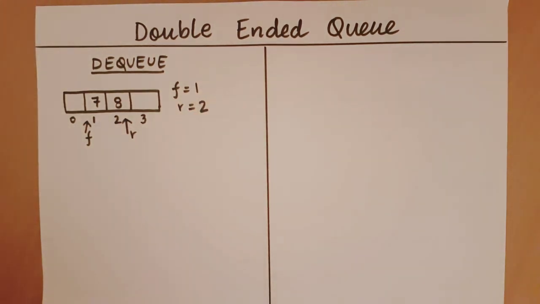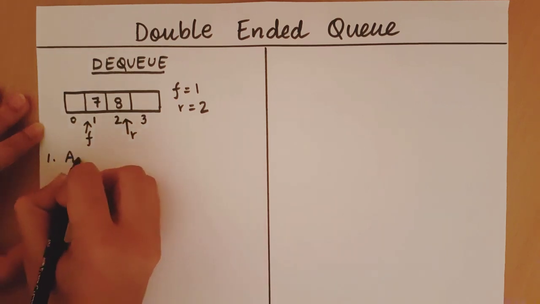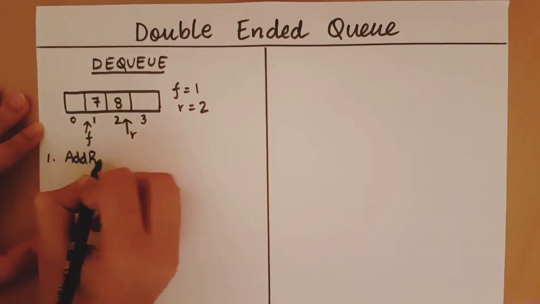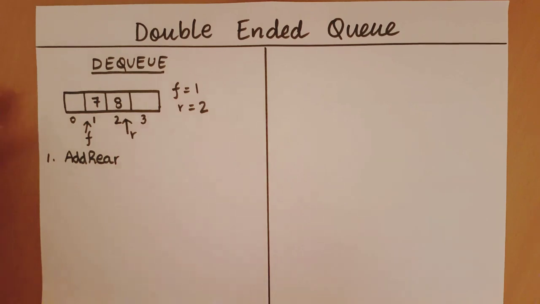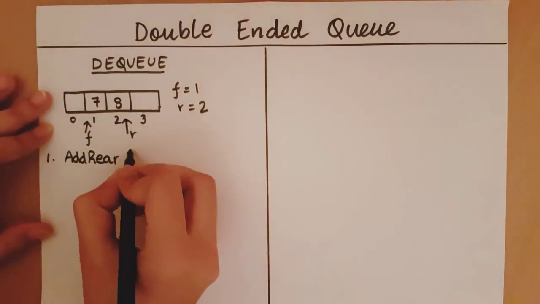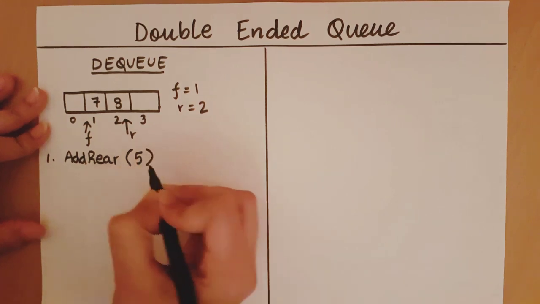As I said before, a double-ended queue can have 4 operations: add from the front, add from the rear, delete from the front, delete from the rear. Let's look at how each of these operations work. First, I'm going to take add from the rear. So the first element I want to add at the rear, for example, is 5.